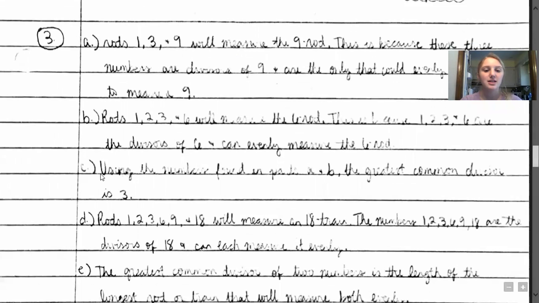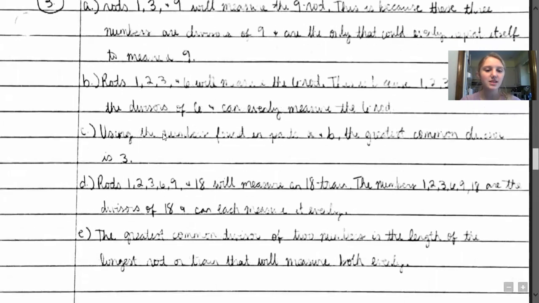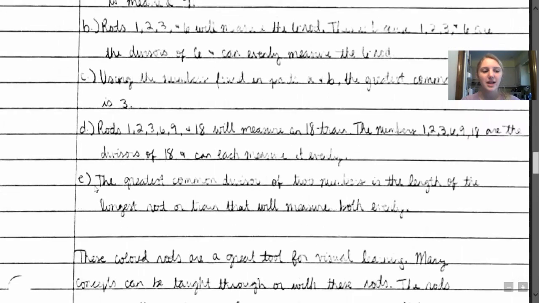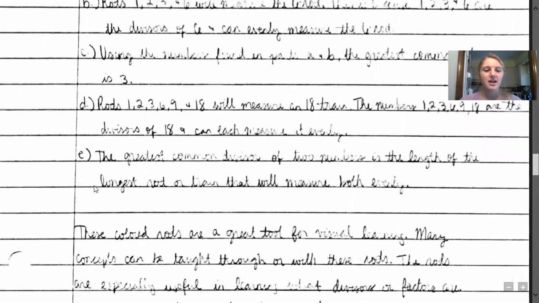And then part C asks that using the numbers you found in parts A and B, 1, 3, 9, 1, 2, 3, 6, you would find the greatest common divisor between 6 and 9, which would be 3, because it's the greatest number they have in common. Part D asks which rods will evenly measure an 18 train. So again, the factors of 18: 1, 2, 3, 6, 9, and 18. And then part E asks how you would explain greatest common divisor using the rods. You could say something along the lines of: the greatest common divisor of two numbers is the length of the longest rod or train that will measure both evenly.